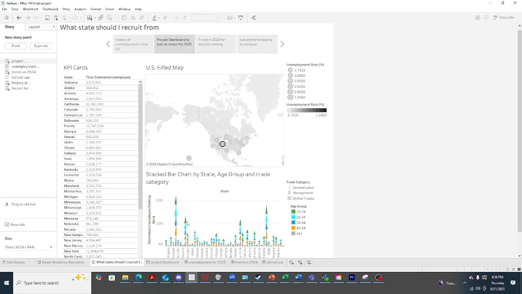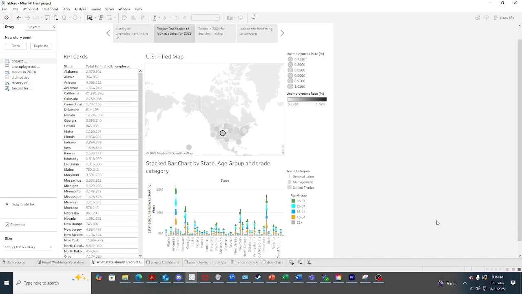But then also you have down here my stacked bar chart, and this one allows me to see the different types of trades. The reason why I chose these trades from the get-go is because you've got your general labor, management, and skilled trades, which are required in construction and design. And Kiewit is a big construction and design company.